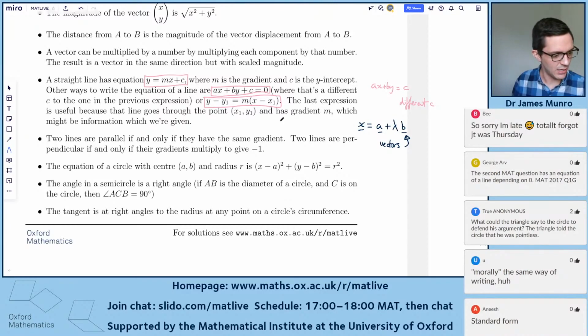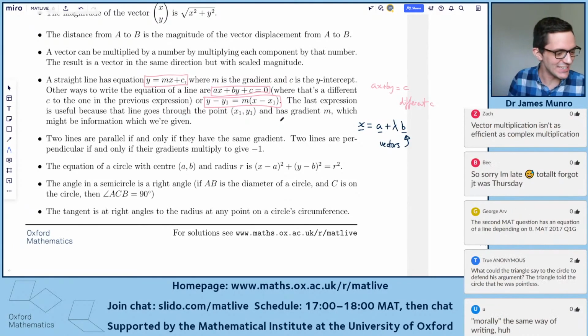B's here, hi B. People talking about efficiency of calculating things with computers.